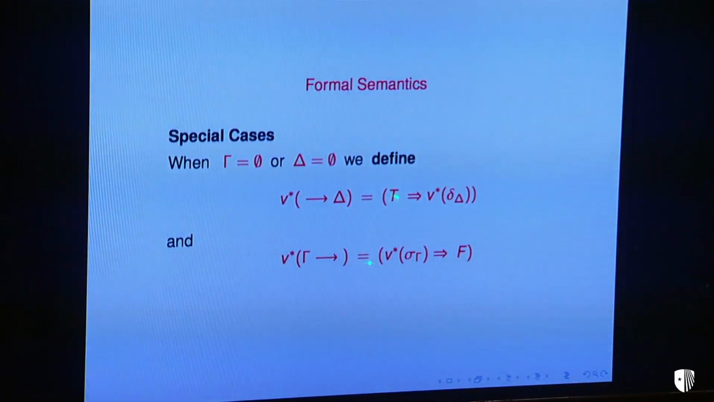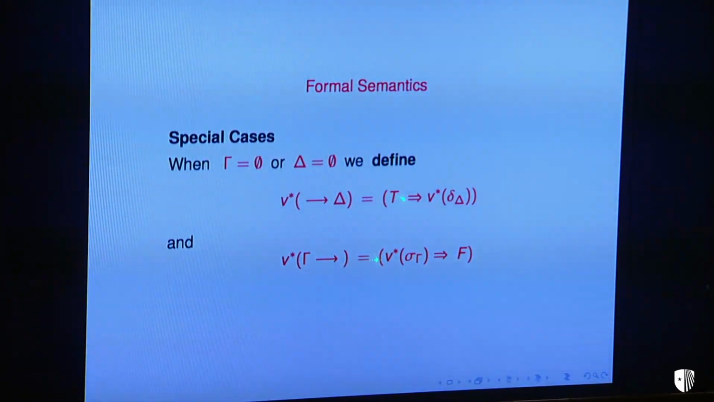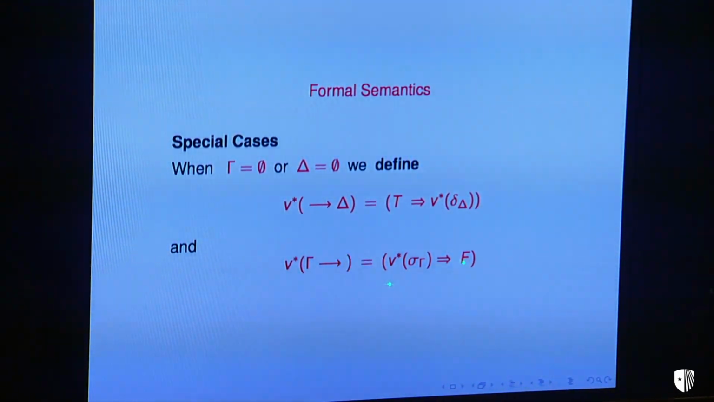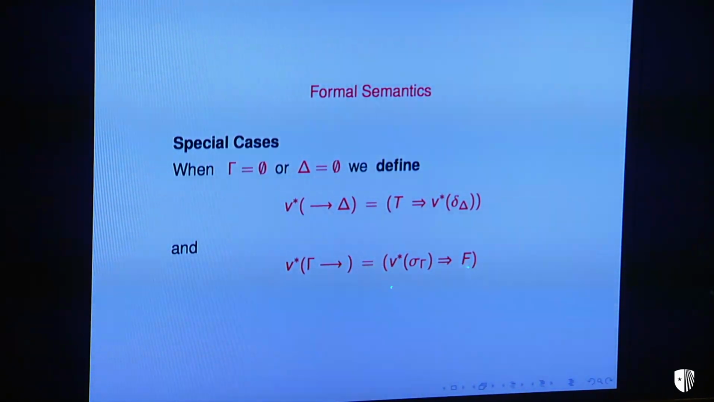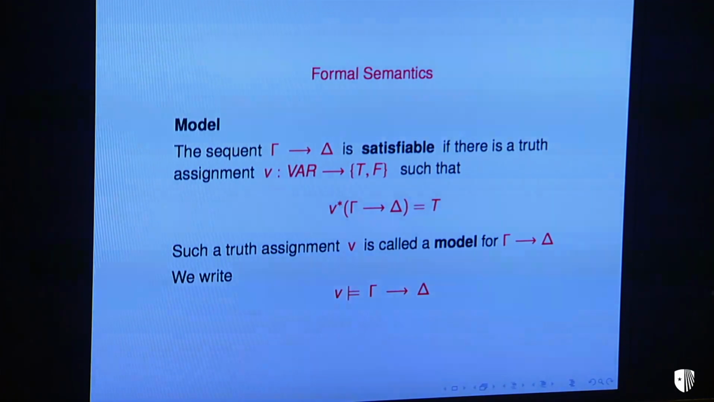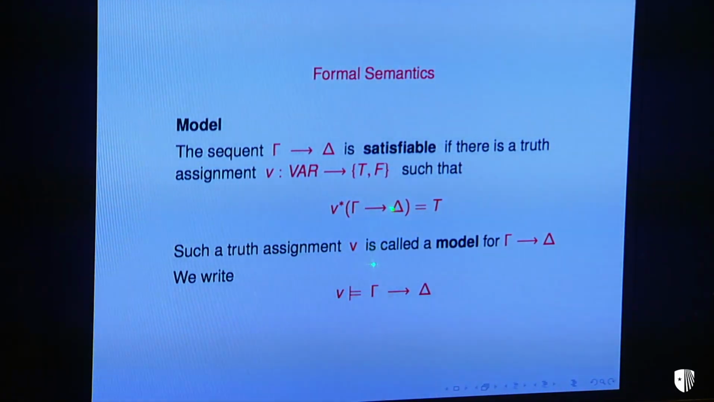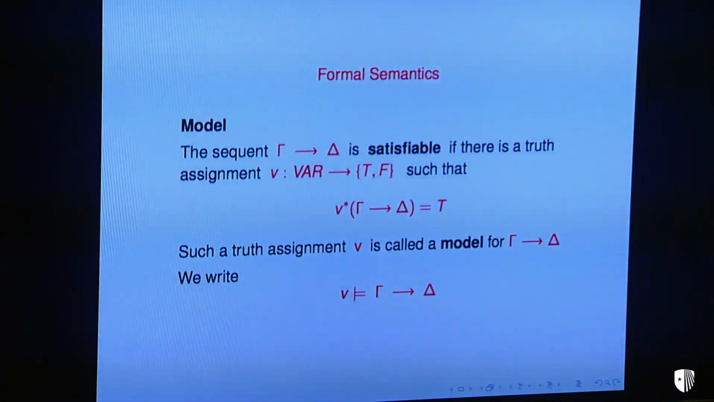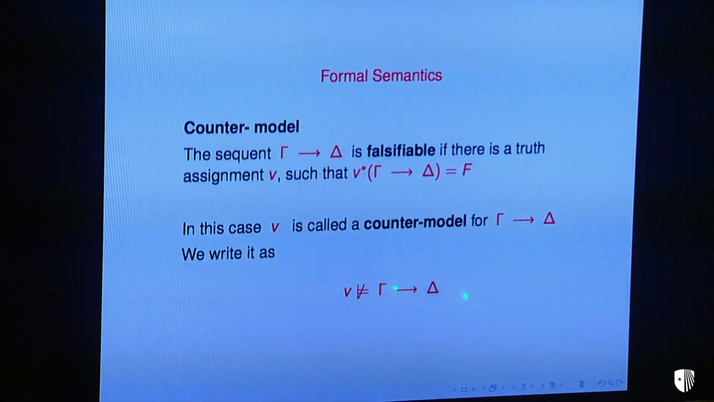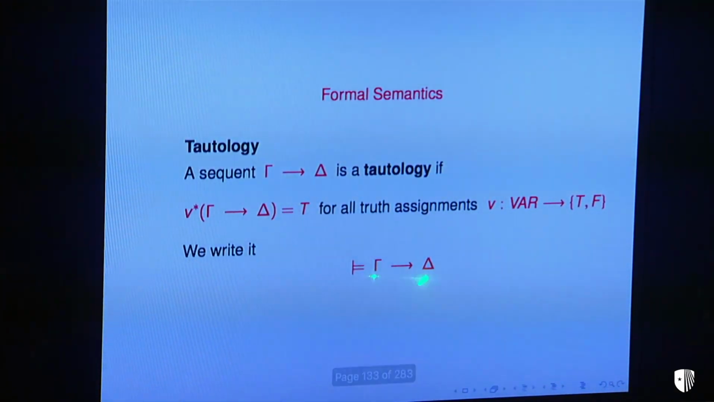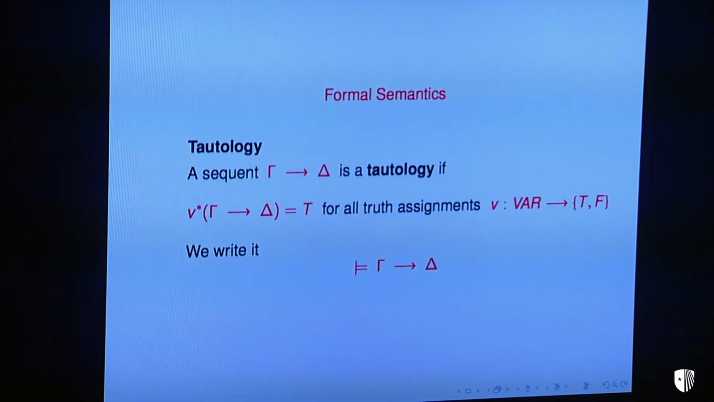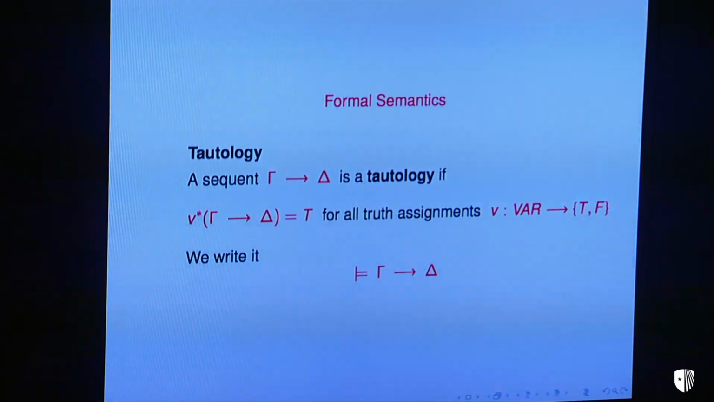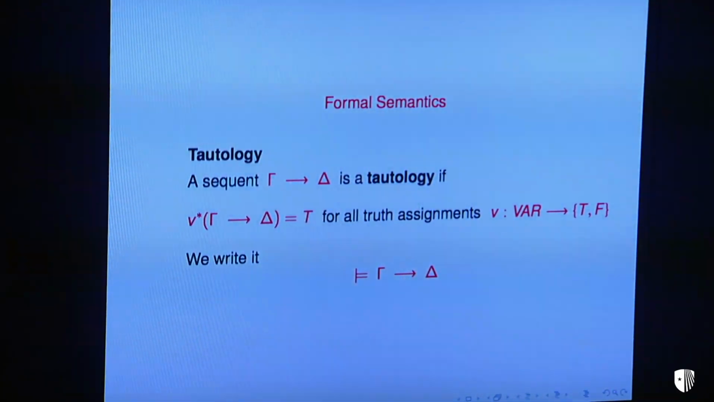So now we have a semantics, and of course you have special cases when gamma is empty. V star of empty, you treat empty as T, so this is T implies the disjunction. And if delta is empty, you treat that empty as falsehood. V is a model if and only if V evaluates to T, so V is a model of the sequent. A countermodel is one that evaluates to F, and a tautology is a sequent that evaluates to T for all truth assignments. And we write tautology, gamma implies delta.